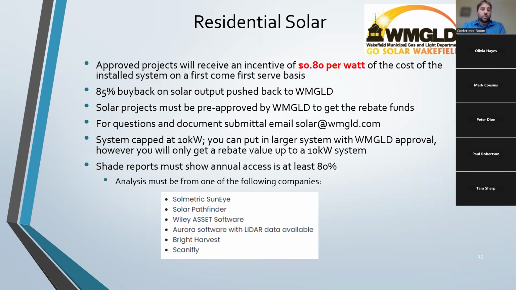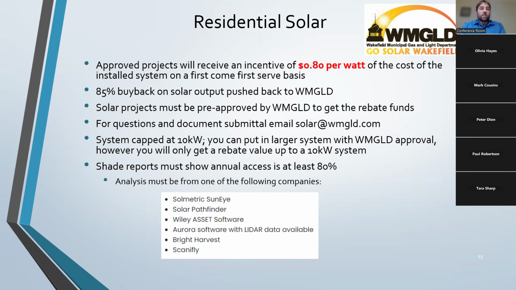The way this works is you install it, and then we give the rebate, and then we also have a net metering program. The way that works is there's an 85% buyback on solar output pushed back to WMGLD.